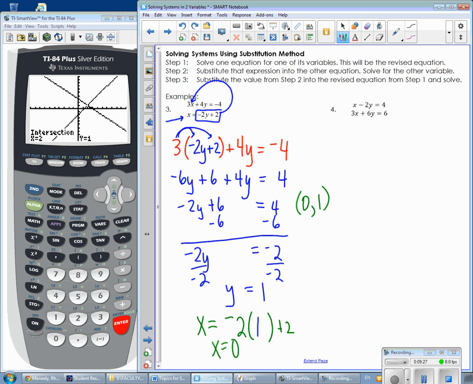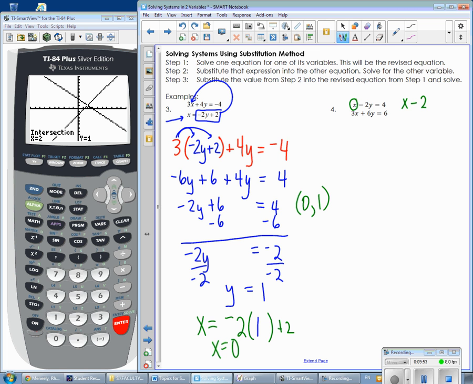In number 4, it's not quite as easy because we don't have an equation where x or y is already isolated. So what I want to do is look for the term that would be the easiest to get by itself. And the first thing I notice is that this x has a coefficient of 1. That's going to be the easiest thing to get by itself because all I have to do is add 2y to both sides. I don't have to multiply or divide to get x by itself. So that's the first thing I'm going to do.